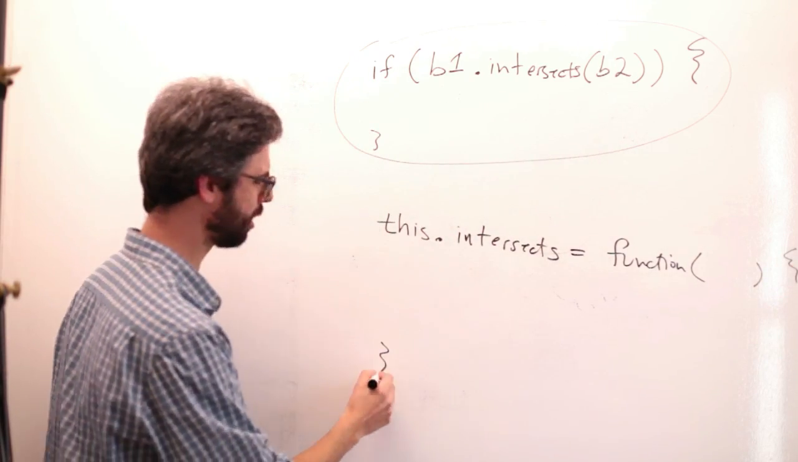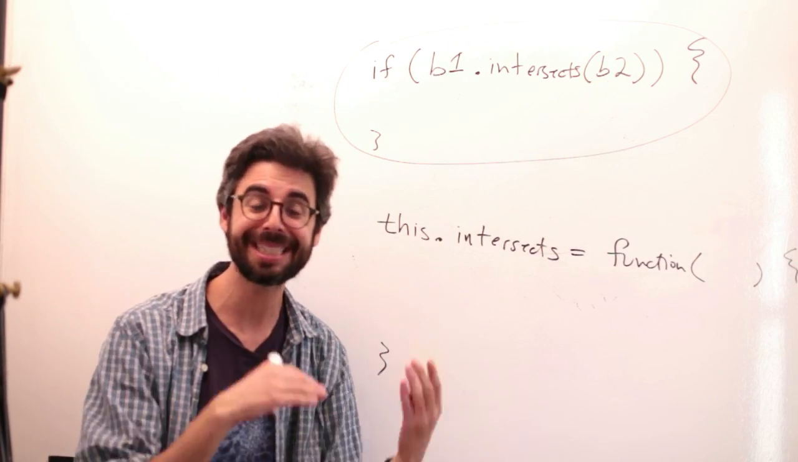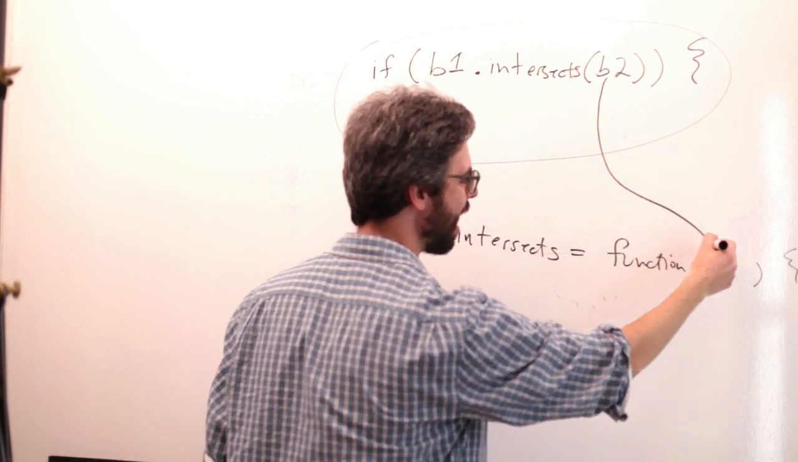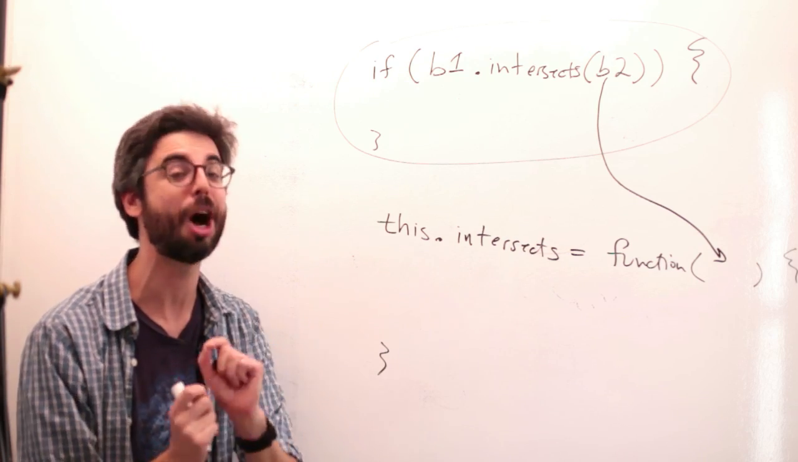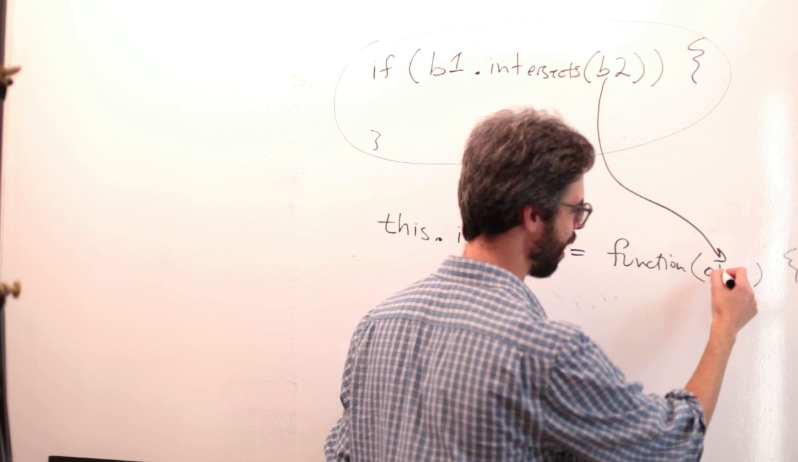Now, notice how I'm passing into that function an argument. What is that argument? It's another bubble object. So I need to send that value into the function. So the function definition now requires a parameter. What is that parameter? Some other bubble. So I could call that parameter other.